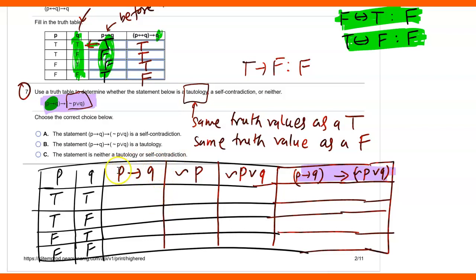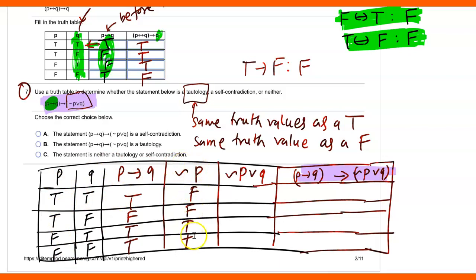Now let's do this P right arrow Q for this statement. Obviously for P right arrow Q, you're looking for these two columns. T right arrow T is T, then F, T, T. Notice that right arrow is only false if before the arrow is true and after the arrow is false. Now not P. To find not P, look for this P column. Not P is going to be false, false, true, true, because P is T, T, F, F. Not P is going to be F, F, T, T.